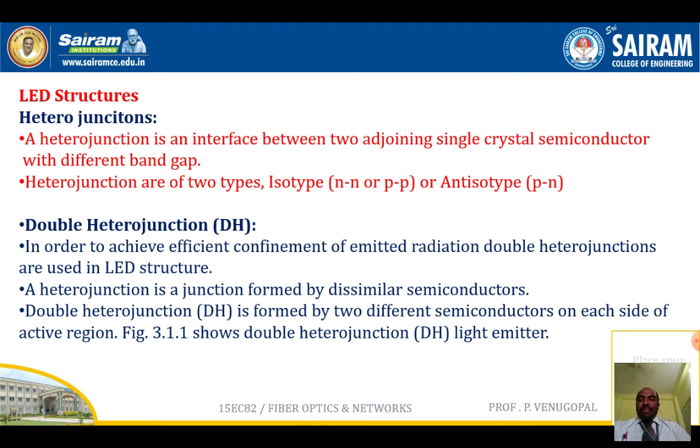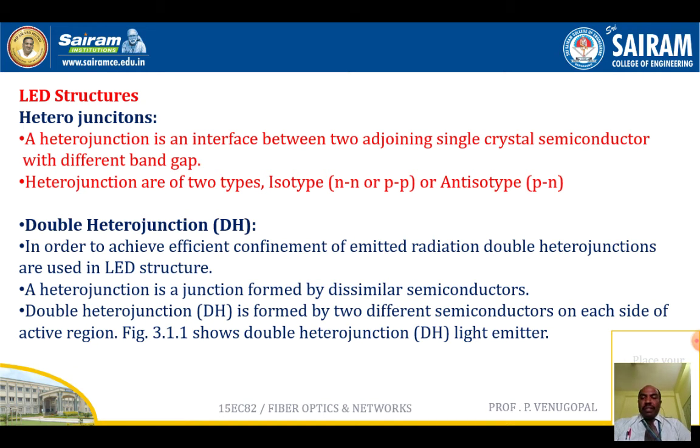Next, LED structure. In the LED structure, you are studying heterojunctions. What is a heterojunction? Dear students, a heterojunction is an interface between two adjoining single crystal semiconductors with different band gaps. Heterojunctions are of two types. One is isotype, N to N or P to P, or anti isotype, that is P to N. We will see the double heterojunction.